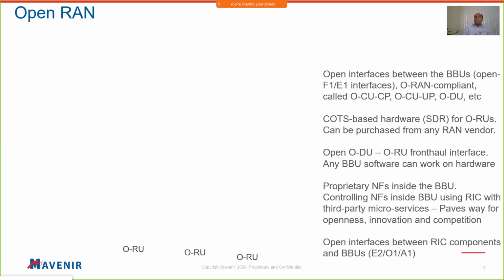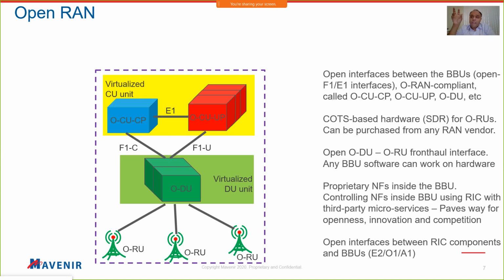So we move on to Open RAN. Open RAN will have open interfaces. So the baseband units support open interfaces and hence are prefixed by an O. It's called ORAN compatible baseband, and O-CU-CP, O-CU-UP, and the O-DUs. So the interfaces are open. Similarly, the radio units are COTS-based hardware. They can be purchased from any RAN vendor, and the fronthaul interface is also open. So the interfaces are open.